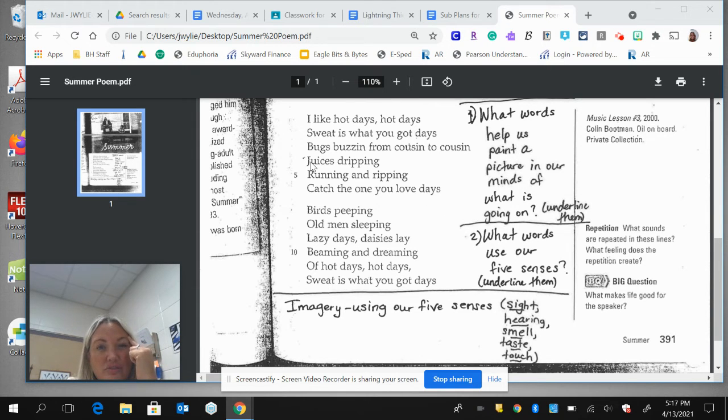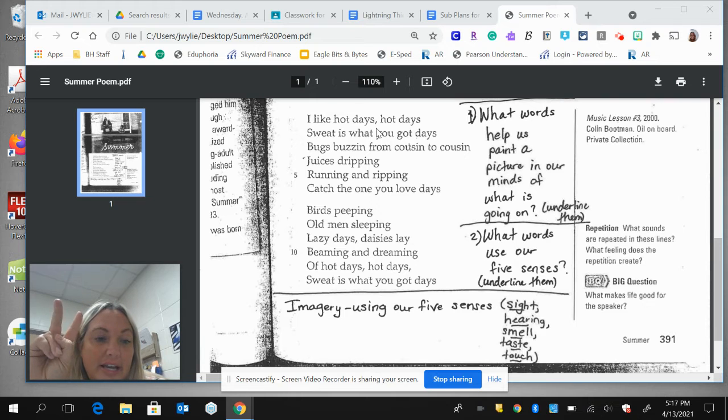Okay, underline any words you see, and you can do this on your hard copy. Underline any words you see that would help paint a picture of what's really going on. Like if you were listening to Miss Wiley read this poem out loud and you had your eyes closed, not seeing the words, what are some of the words that would stand out to you as you listened that would paint a picture in your mind of what's going on in this poem?